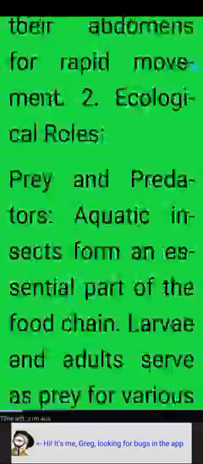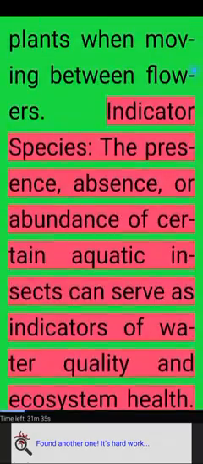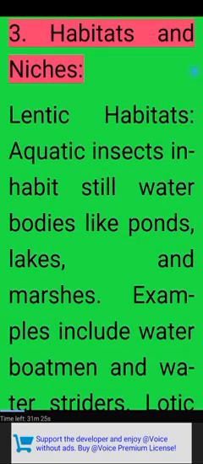Pollination. Some aquatic insects, like water striders, accidentally pollinate aquatic plants when moving between flowers. Indicator species. The presence, absence, or abundance of certain aquatic insects can serve as indicators of water quality and ecosystem health. 3. Habitats and niches.